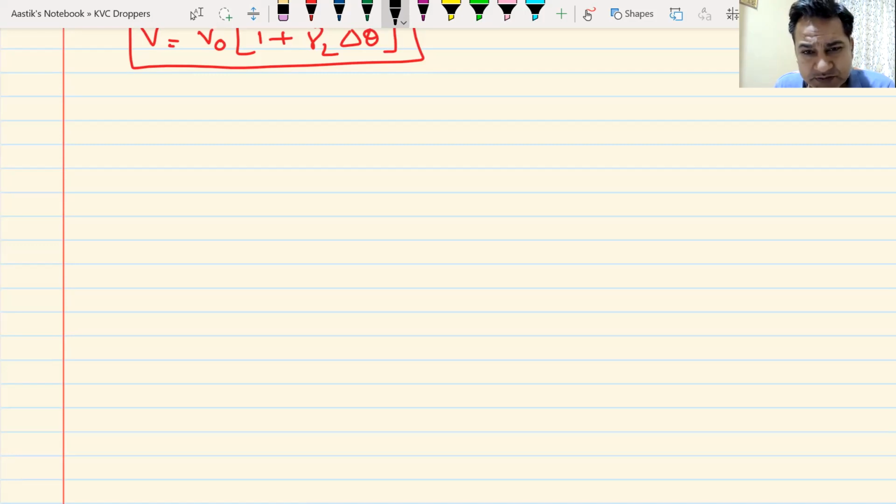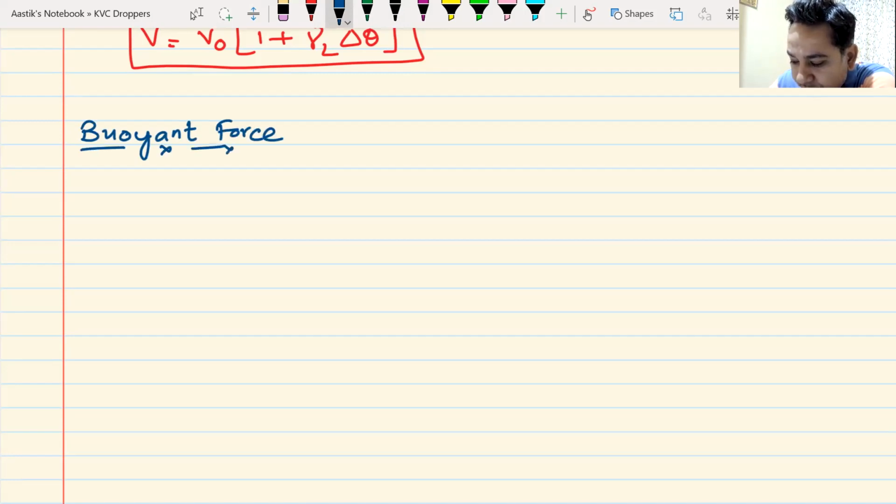Ships, have you heard about ships? Ships are made up of iron. They still float. The density of iron is less than the density of water. Is that so? Or is it more? Okay. Have you heard about the term buoyant force? If you've not heard about the term buoyant force, then you won't be able to understand why a body floats.